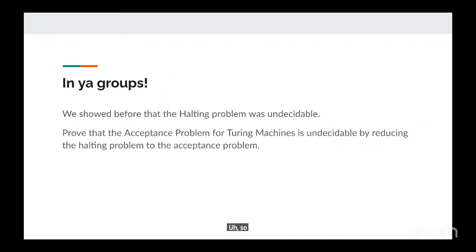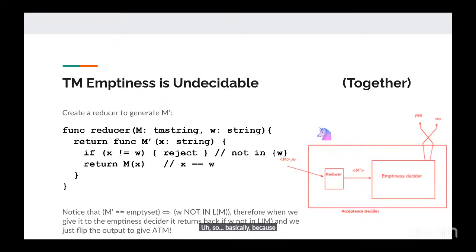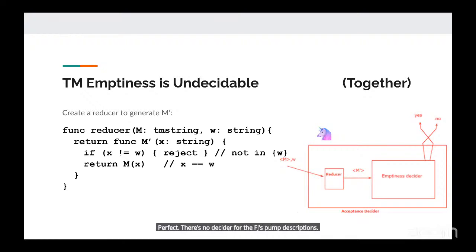So basically, because we were able to build this machine, which does exactly what we said a machine cannot do, which is act as an acceptance decider, therefore the one assumption we made, which was what? Yeah, that this even exists. That one assumption is wrong. Therefore, proof finished. There is no decider for the emptiness problem for Turing machines. Okay.